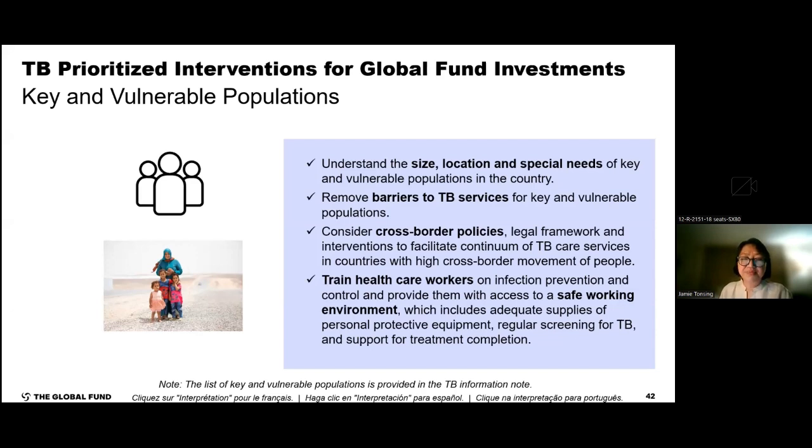Cross-border policies should be in place, especially between countries where there's high movement across the border. And let's not forget that our healthcare workers are another key, very high risk group for TB. They should be properly equipped with good infection prevention and control measures, so they have a safe working environment. They should have regular access to TB screening, and they should be supported to complete their treatment if they do fall ill.